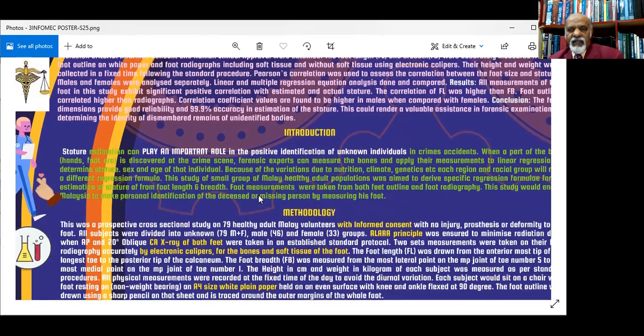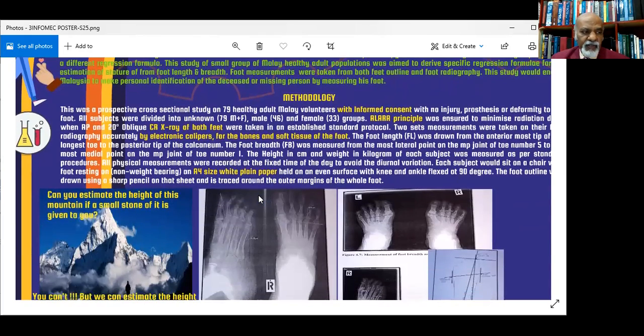So our methodology includes recruitment of 79 subjects, 46 male and 33 female, and they should have healthy foot without any deformity. And the age group is 18 years to 60 years. And they should give informed consent. And also they should come to the department in the allotted time, especially in the forenoon, because we were very particular about the time to avoid this diurnal variation in the measurement.